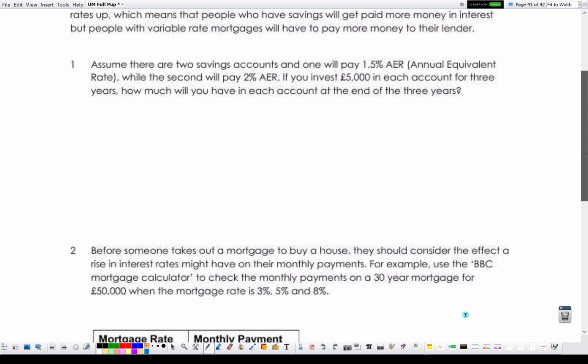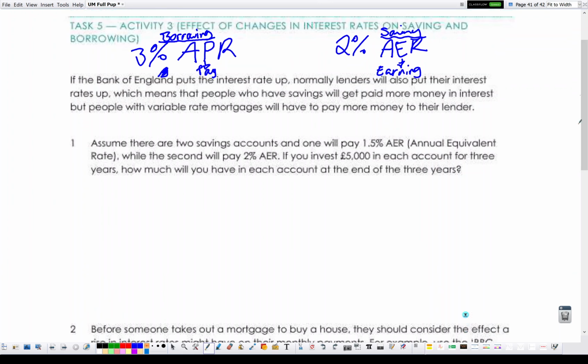Okay, so we're going to look at this activity 1 and look at these two situations. We are going to assume that there are two savings accounts, and one will pay 1.5% AER, while the second will pay 2% AER. If you invest £5,000 in each account for 3 years, how much will you have in your account at the end of the 3 years?